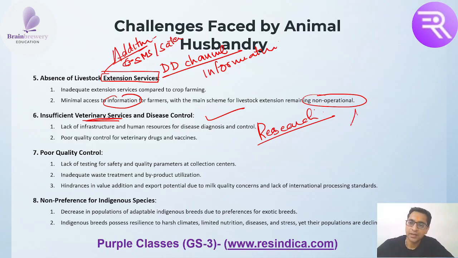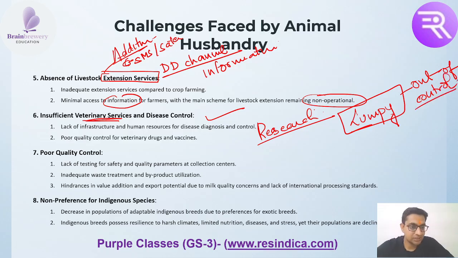If we go by the lumpy virus situation, you can see that it has gone out of control. It has gone out of control just because no proper control measures are being taken and no proper veterinary services are being provided. Then poor quality control. Obviously, there is no proper testing and no safety and quality parameters.